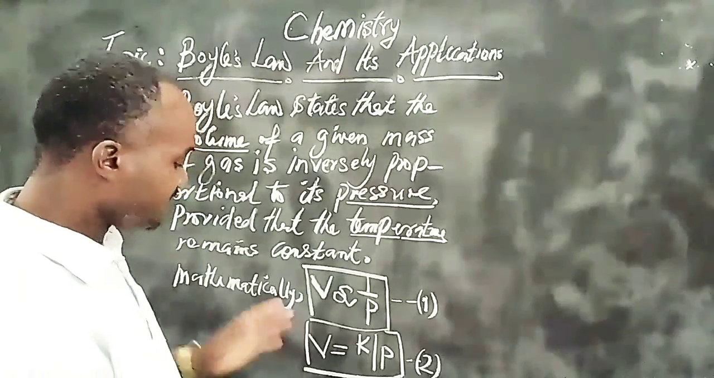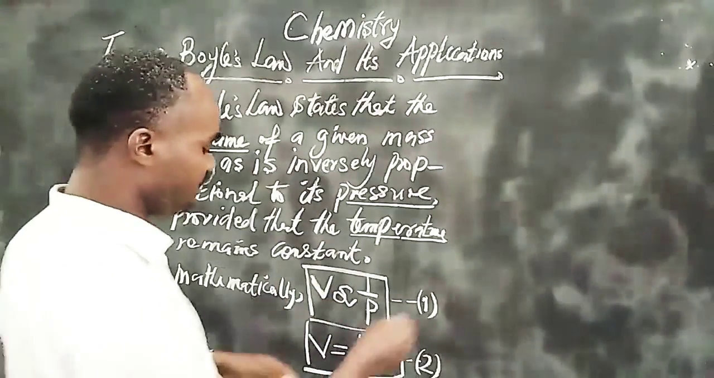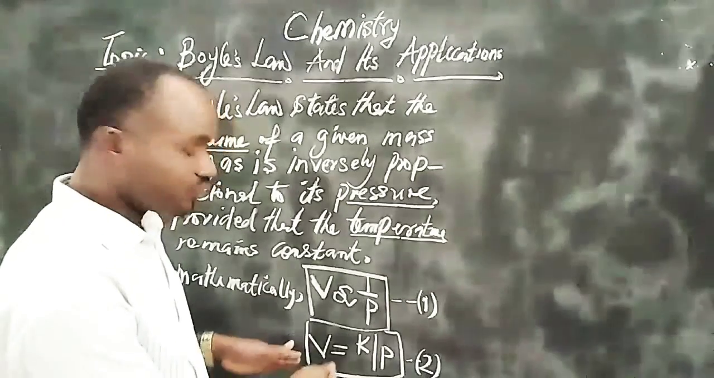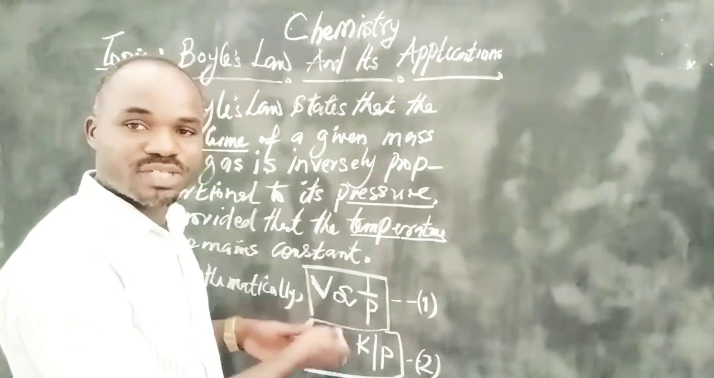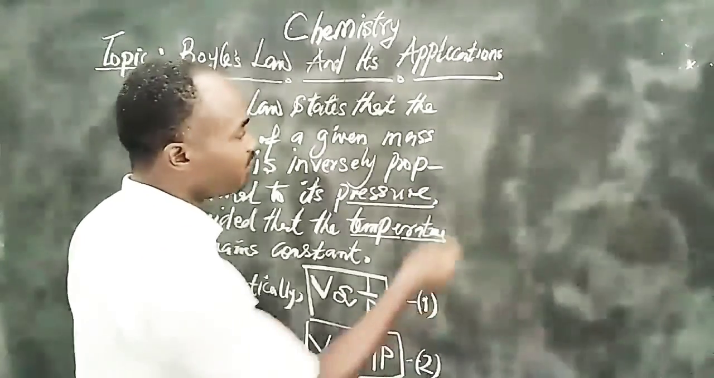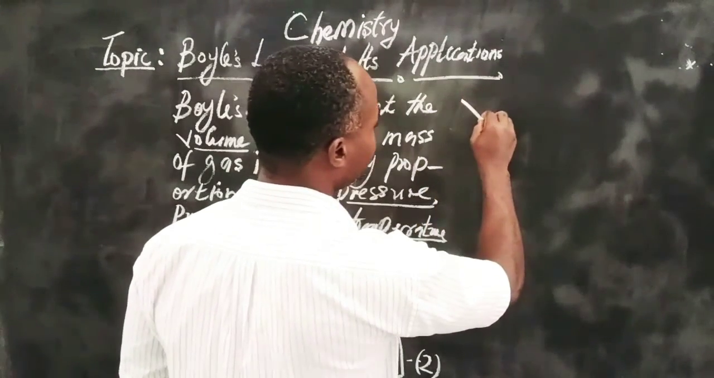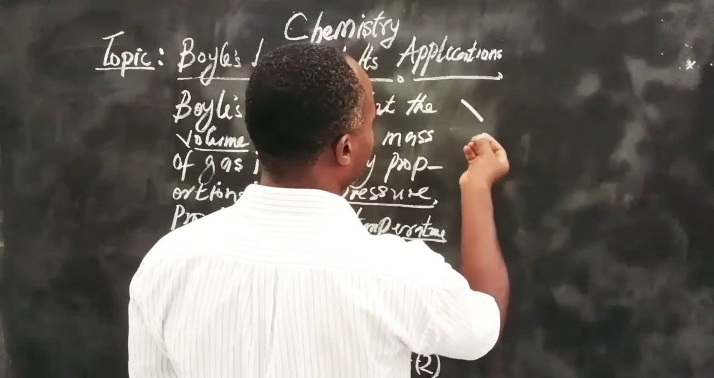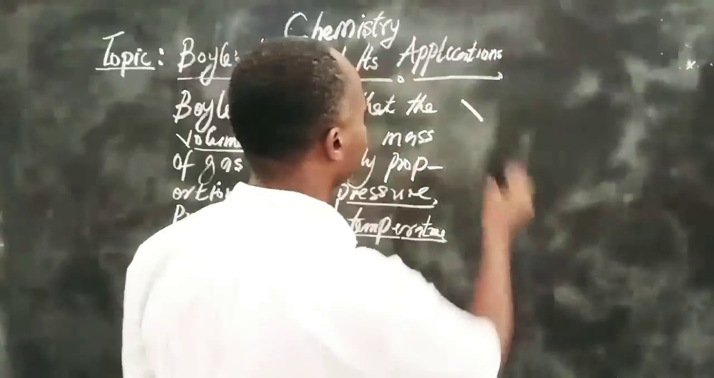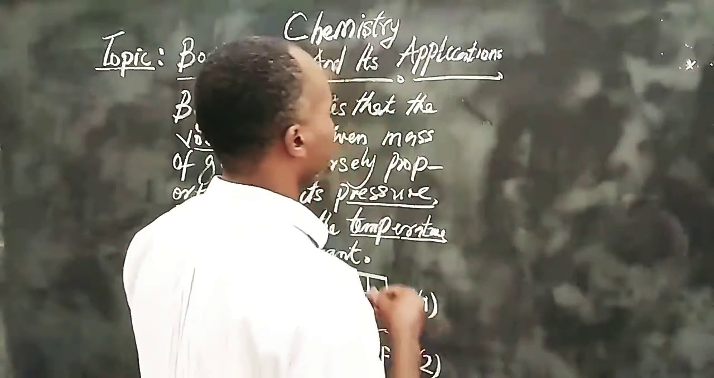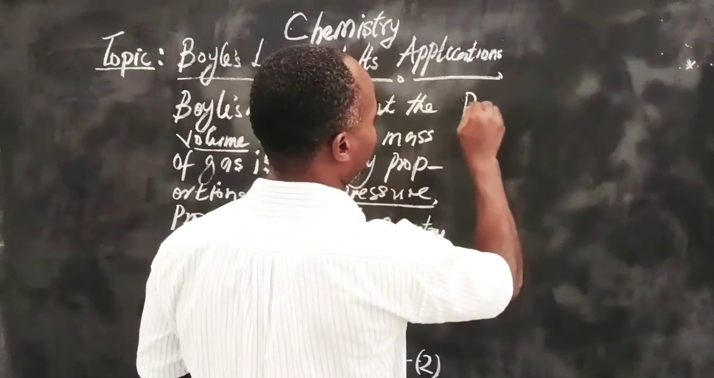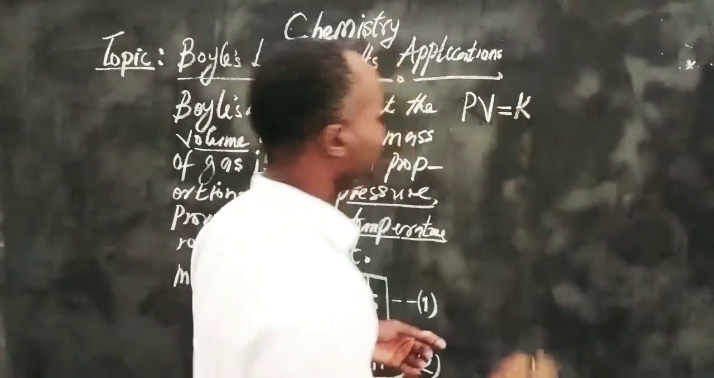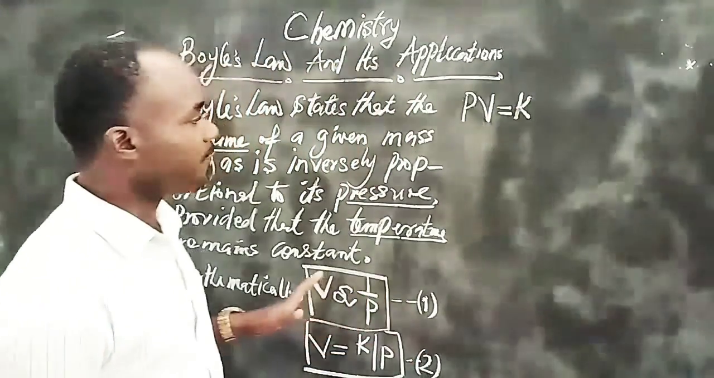The next thing, we look at how we're going to arrange this. It becomes a simple cross multiplication for us to make K, the constant, the subject of this relation. We have PV is equal to K. That's what it means.